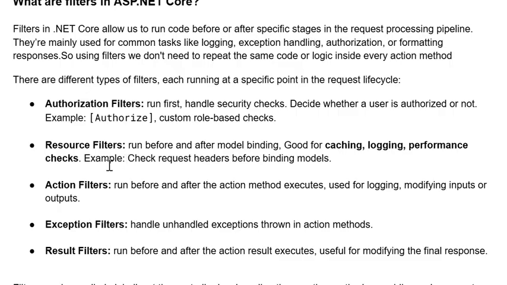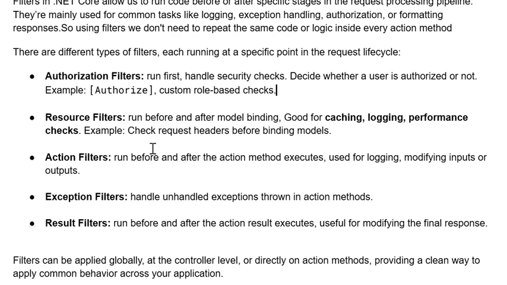Resource filters run before and after model binding, good for caching, logging, and performance checks. For example, check the request header before binding the models. Action filters run before and after the action method executes, used for logging, modifying the inputs or outputs.